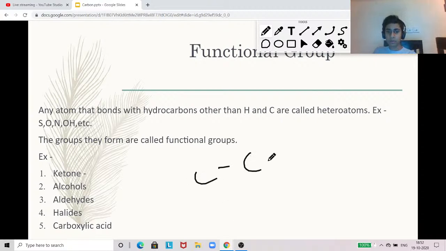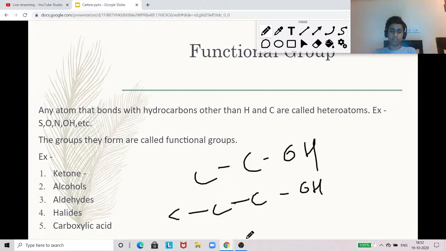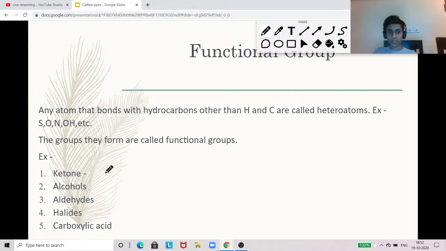Now, carbon could just form OH like this, or there could be another CH3 with it, and it will form CH2. So this group is called a functional group. Let's see some examples. Ketone is an example. Let's say we have carbon, carbon, carbon, and in the middle there's a double bond with oxygen. This is known as the ketone group, and it can be any group. Yes, it's variable.